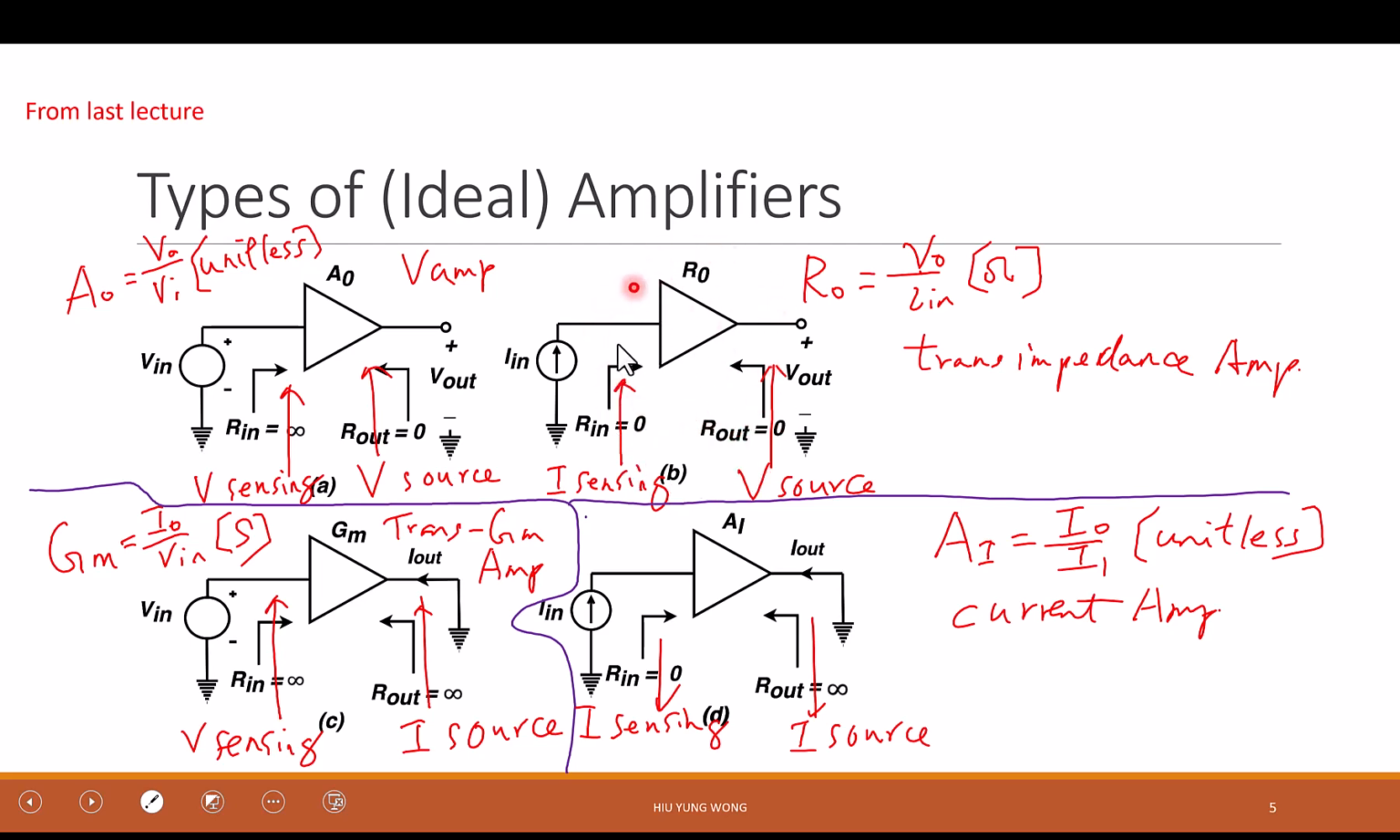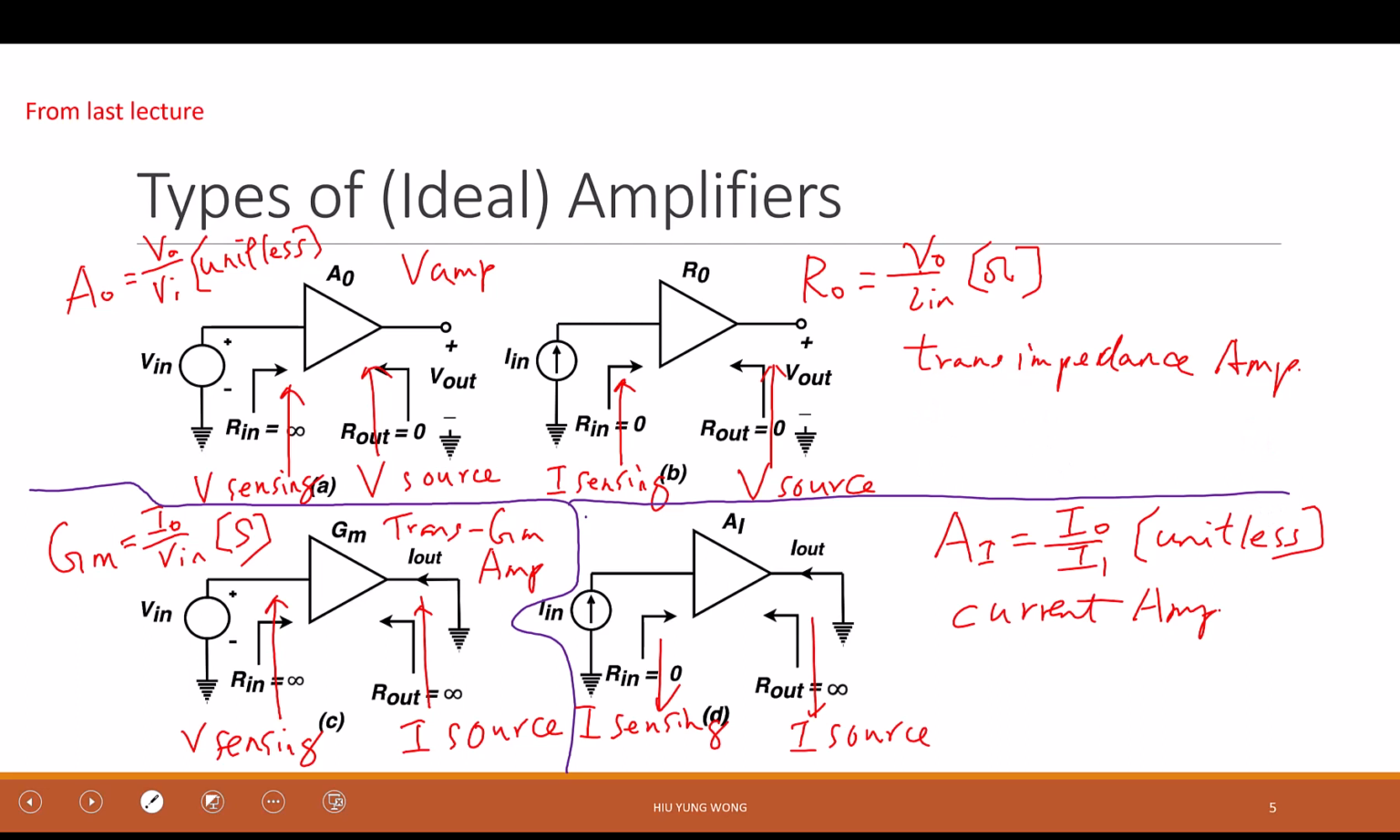Think about this as you are the amplifier. You are standing here, right? Do not look in this direction. Don't care about what's the previous generation or next generation, right? You are here. That's why you are sensing the current. So you want to have 0 input impedance, and you are outputting the voltage. You are the voltage source, so you want to have 0 output impedance. Make sense? And then the gain, of course, is V out divided by I in, so it's a trans-impedance amplifier.